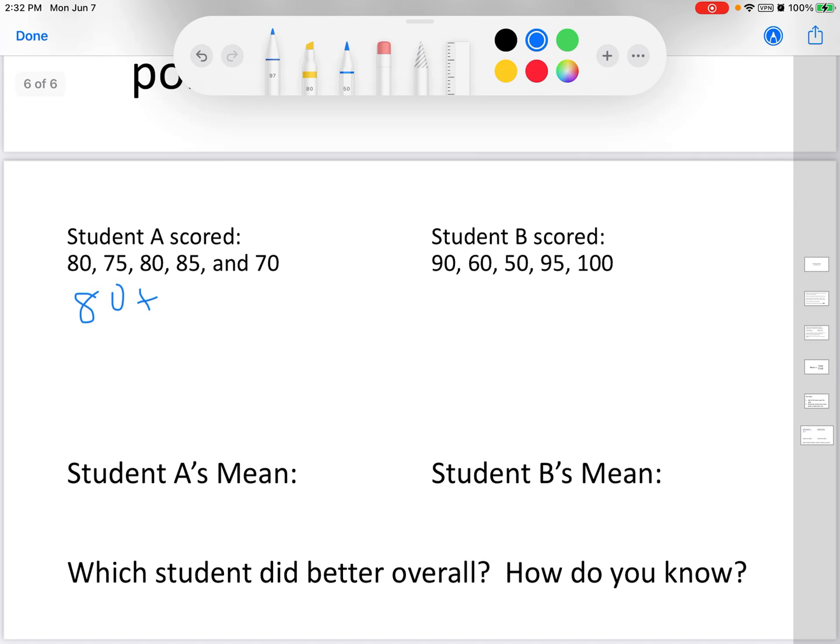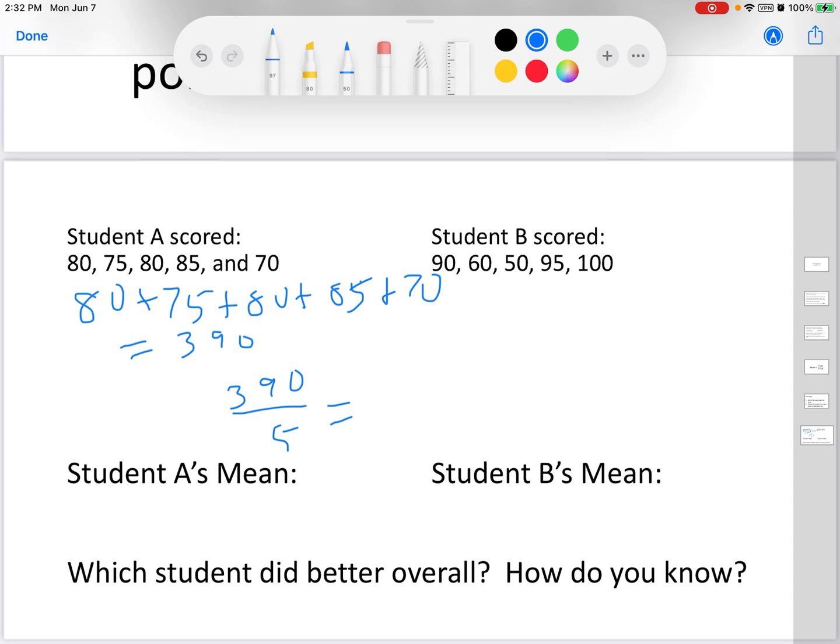So 80 plus 75 plus 80 plus 85 plus 70 equals, and yes, I'm going to use a calculator to find this, 80 plus 75 plus 80 plus 85 plus 70 equals 390. So that's the total. Now to find the mean, I have to do 390, the total, divided by how many there are. There are 5 scores. So 390 divided by 5 equals 78. So student A's mean is 78.